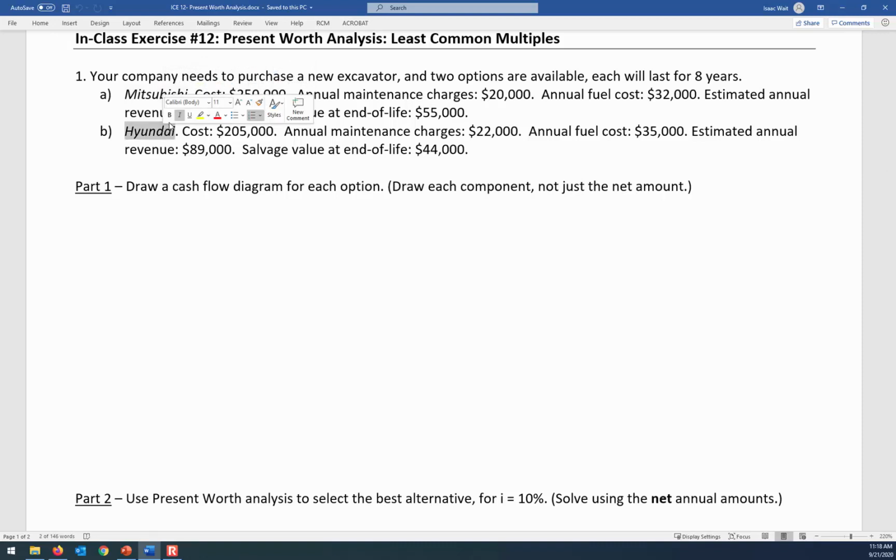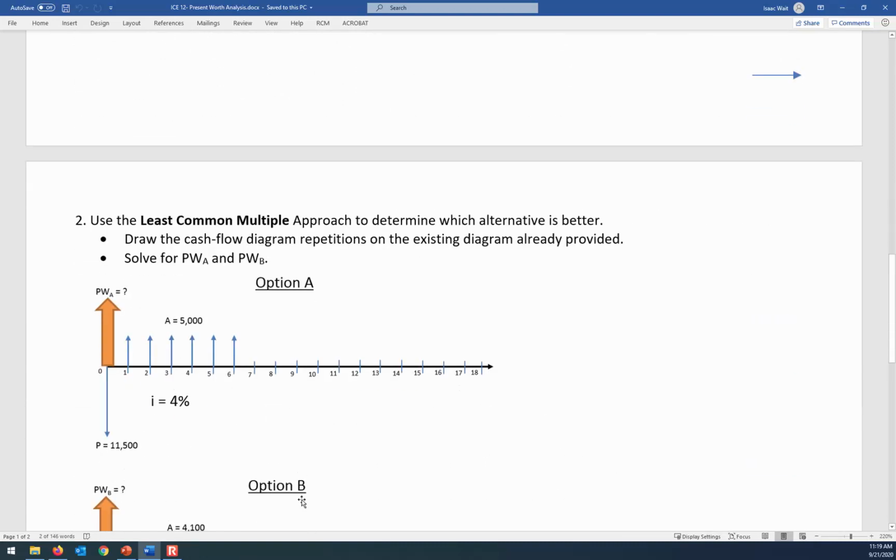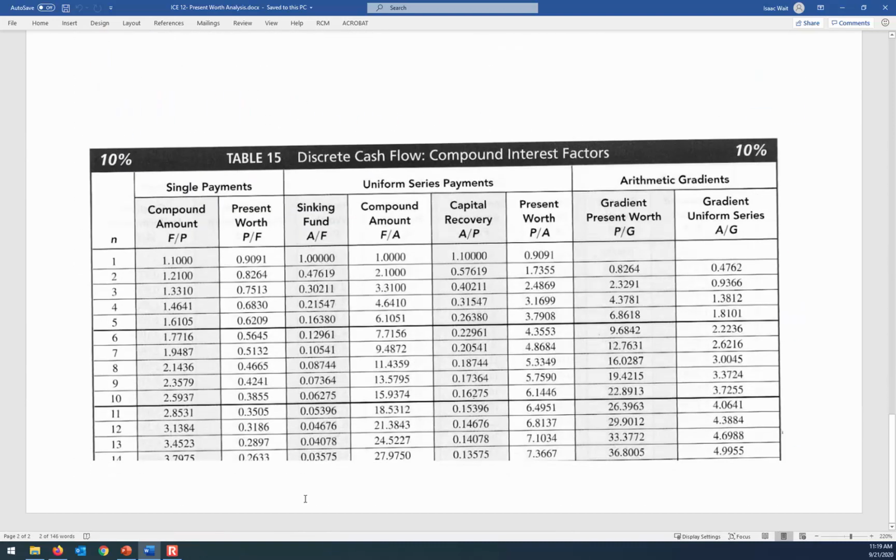And then once you have the cash flow diagram set up, use present worth analysis. That means discount both of them to the present and then apply the decision criteria. So choose which option has the highest non-negative present worth, and that's the alternative that should be selected. This is mutually exclusive. We're only going to pick the one that has the best present worth. It says to use i equals 10%, and I think the 10% table is here on the second page if you've got that printed out.